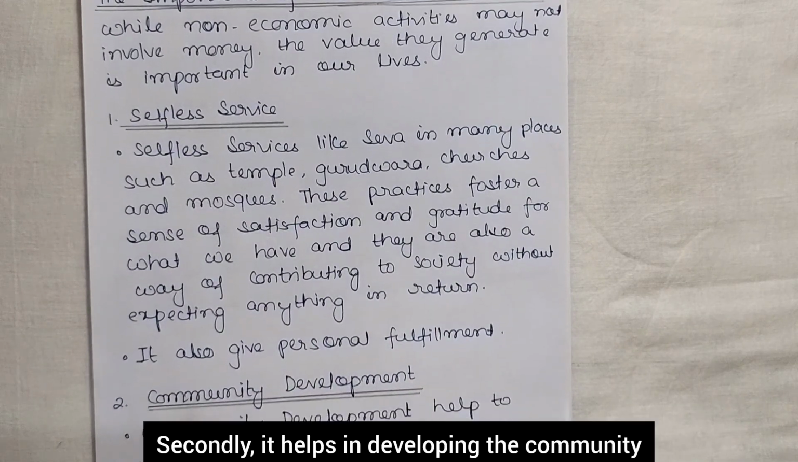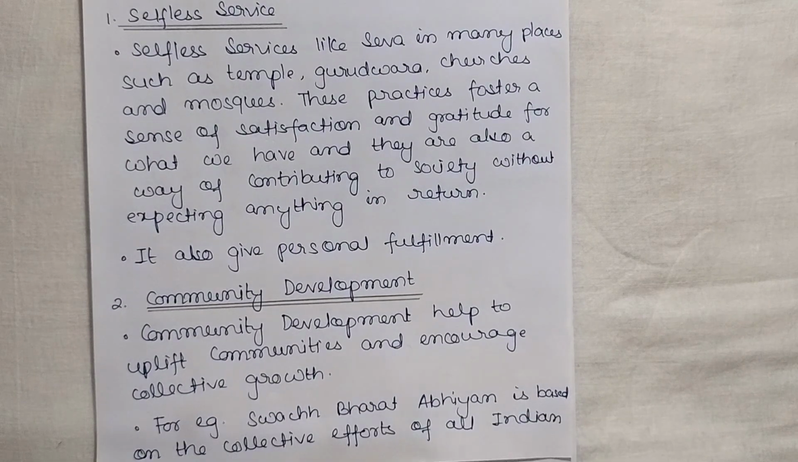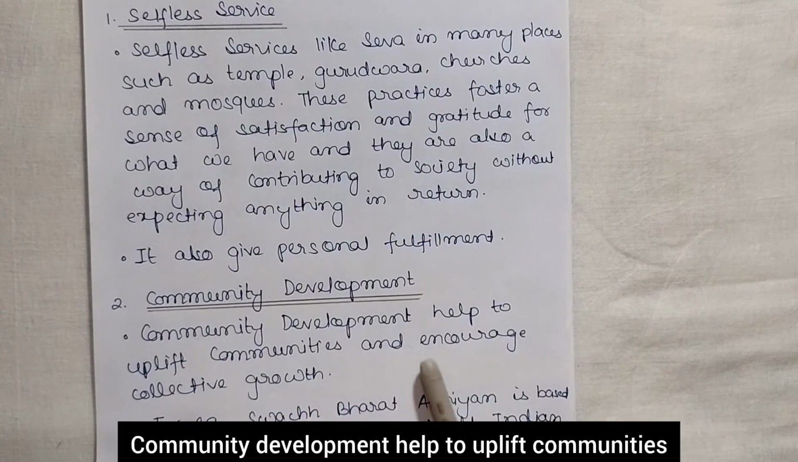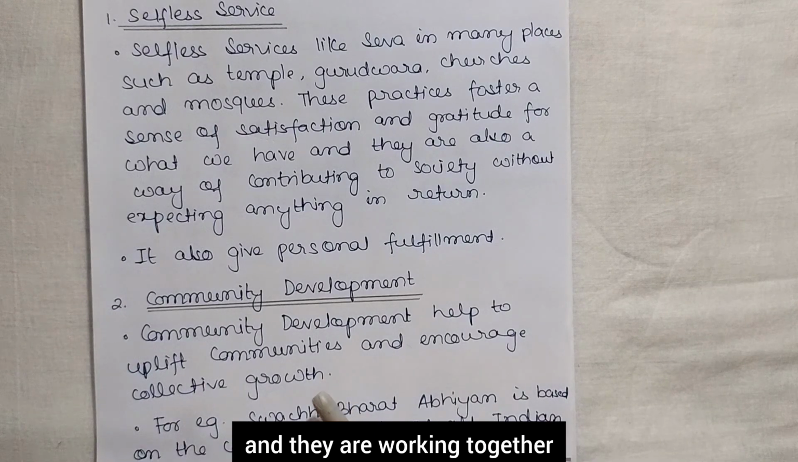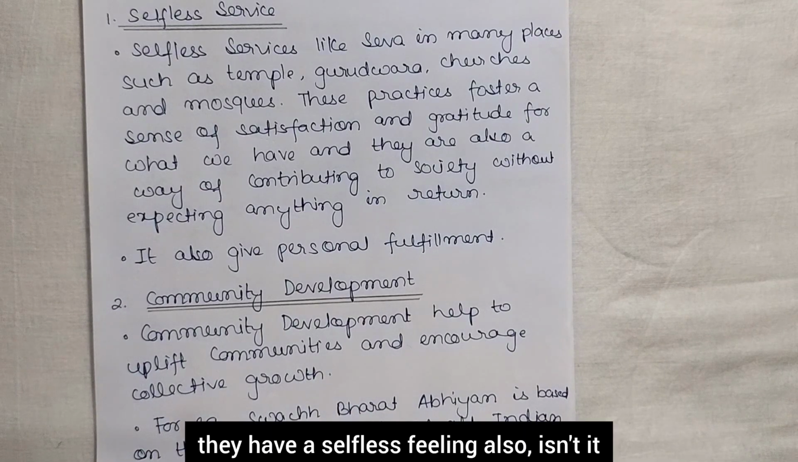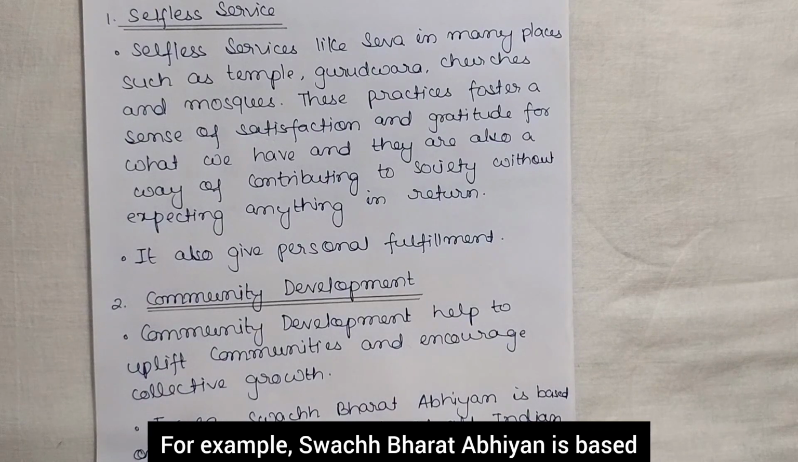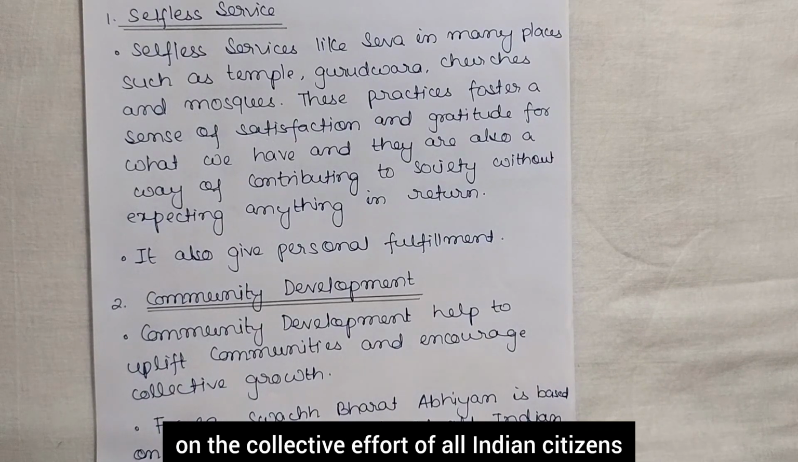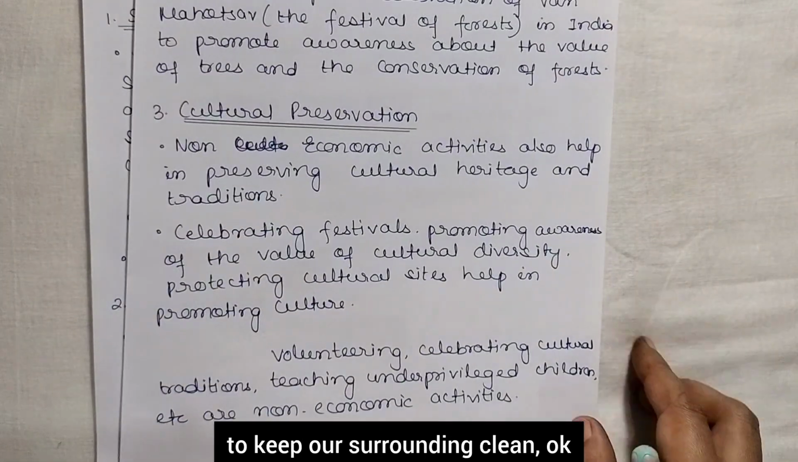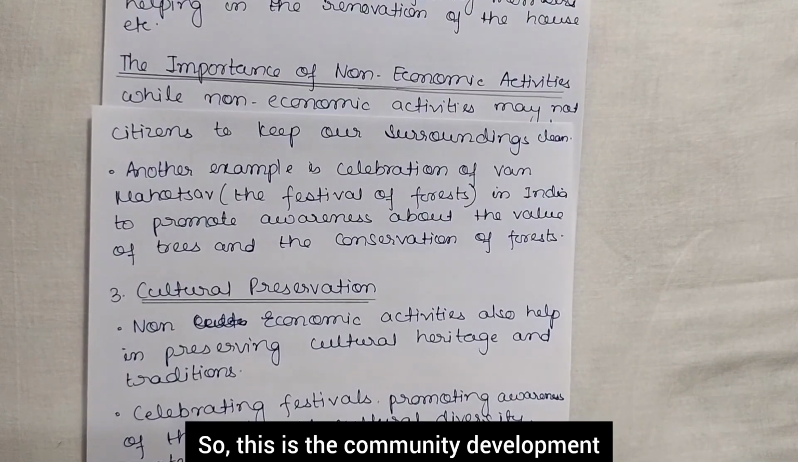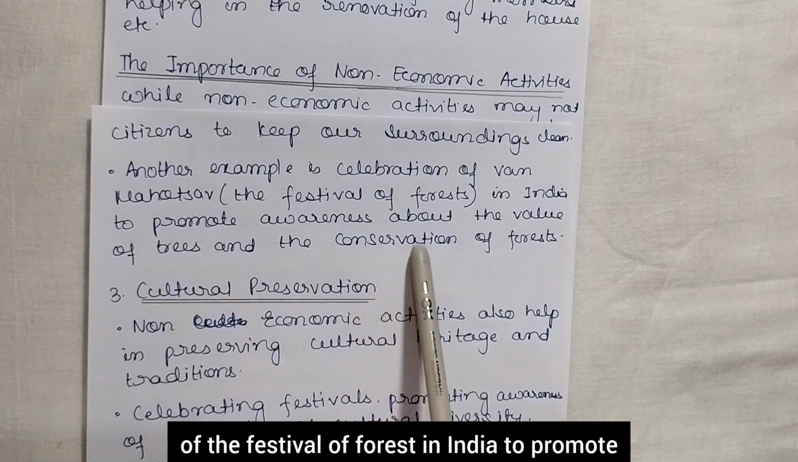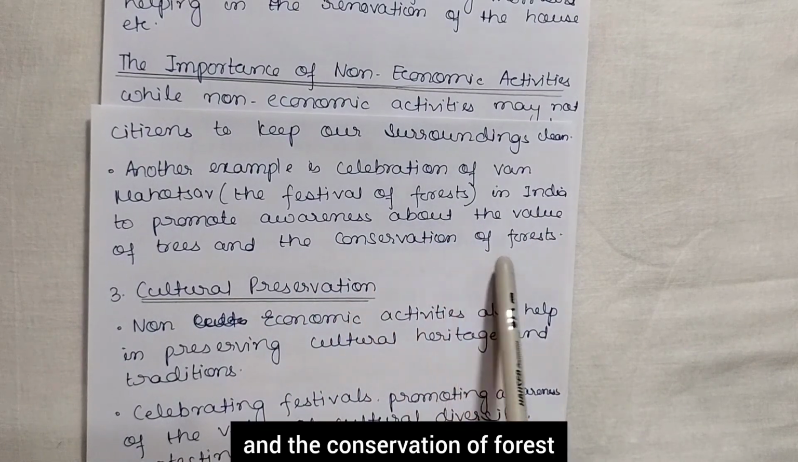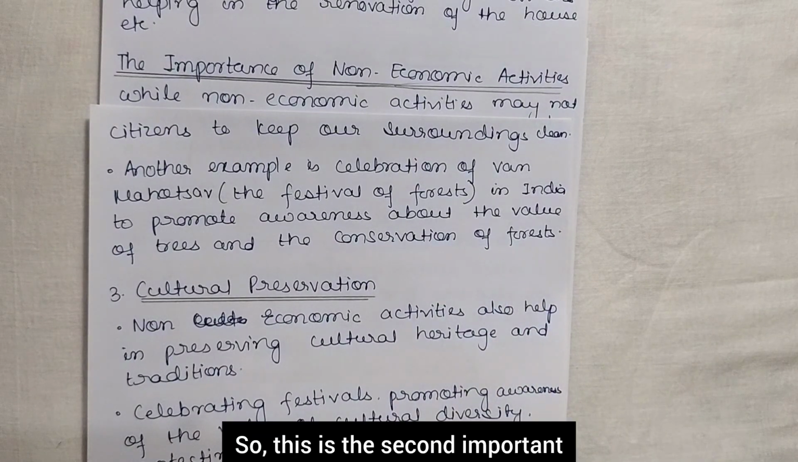Secondly, it helps in developing the community. Community development helps to uplift communities and encourage collective growth. The people come together and work together with a selfless feeling. For example, Swachh Bharat Abhiyan is based on the collective effort of all Indian citizens to keep our surroundings clean. Another example is celebration of Van Mahotsav, the festival of forest in India, to promote awareness about the value of trees and the conservation of forests. So this is the second importance.